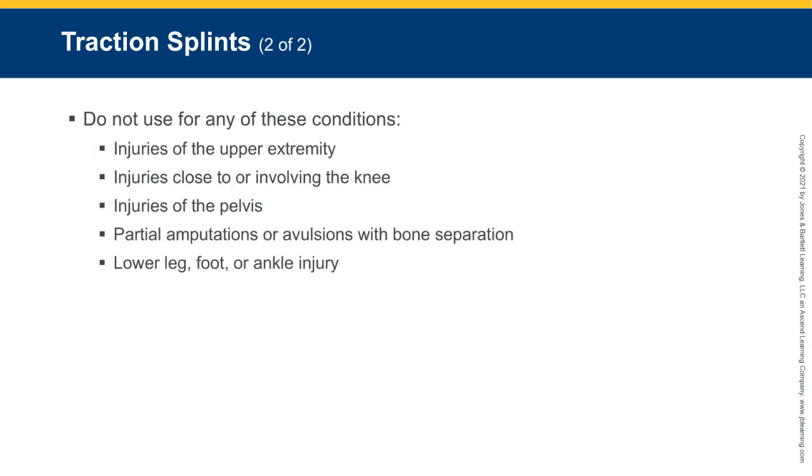There are several conditions in which a traction splint should not be used, including injuries of the upper extremity, injuries close to the knee, pelvic fractures, partial amputations, and lower leg or foot injuries. In these cases, alternative stabilization methods should be used to ensure patient safety.